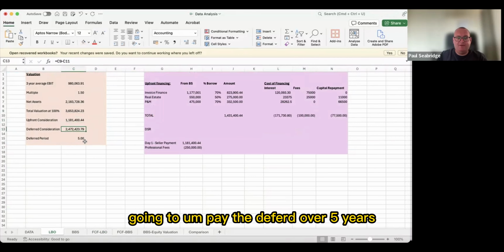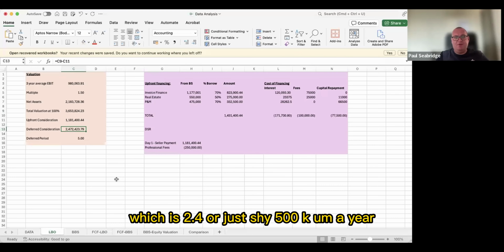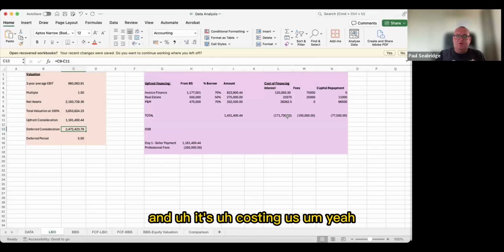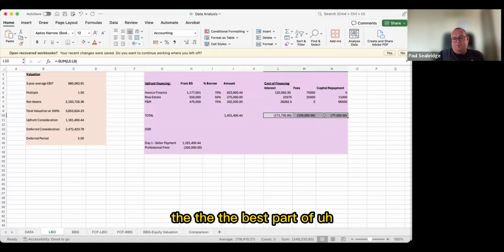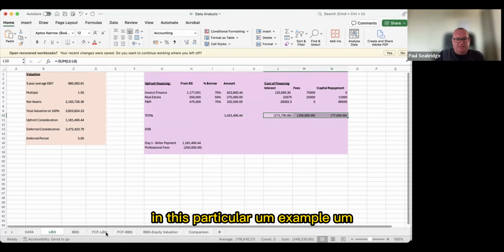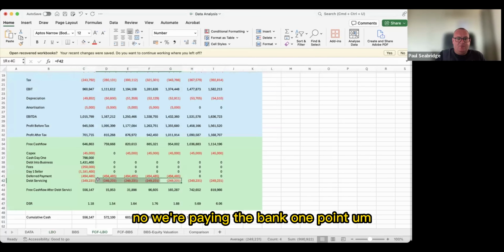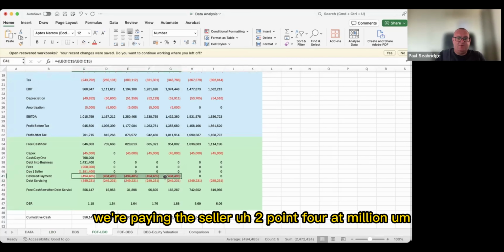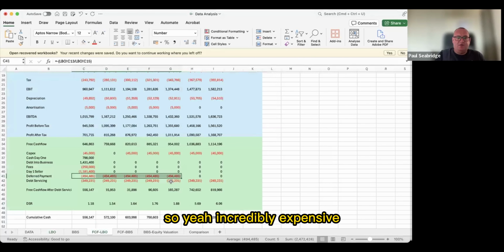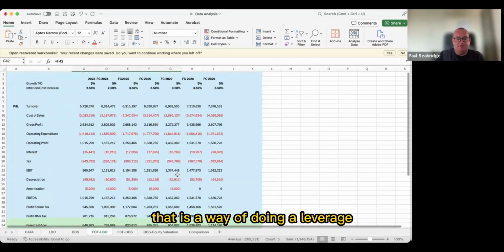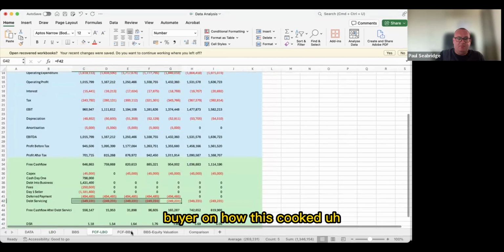We're going to pay the deferred over 5 years, which is 2.4 or just shy of 500k a year. And it's costing us, the best part of, in this particular example, we're paying the bank 1.8 million. We're paying the bank 1.3 million over that 5-year period. We're paying the seller 2.4 million. So yeah, incredibly expensive, but obviously you can see there that that is a way of doing a leverage buyout and how this could be possible.